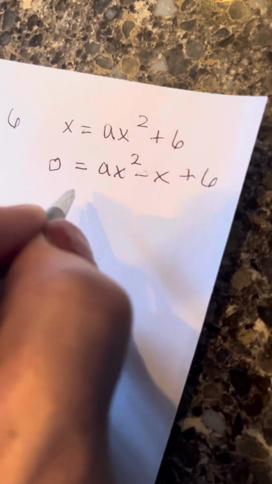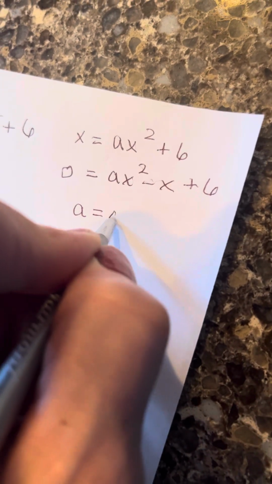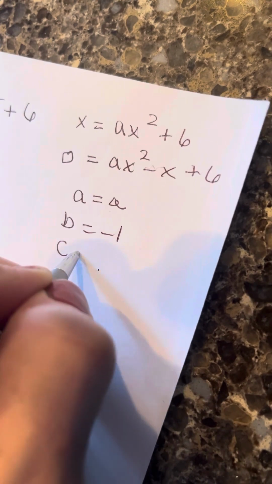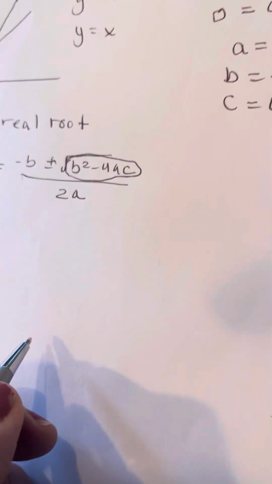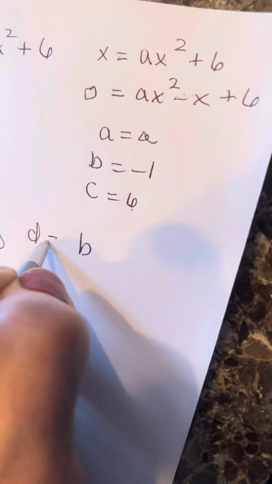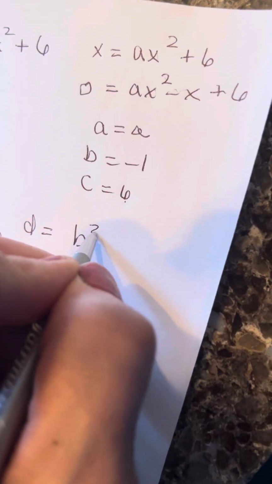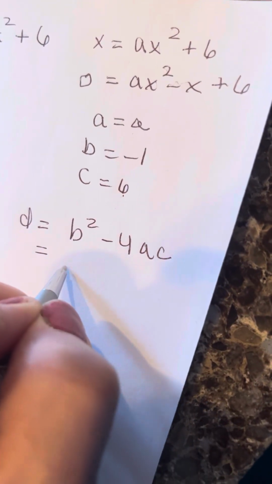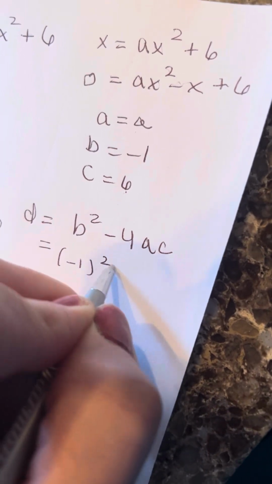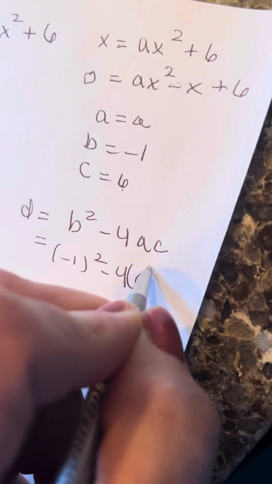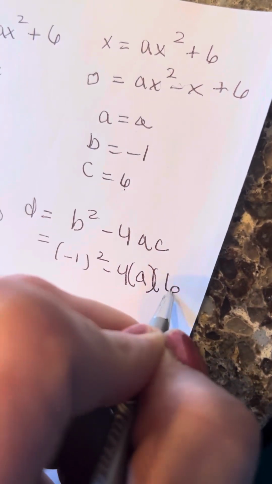And now I have my a, b, and c. My a is just a. My b is going to be negative 1. And my c is going to be 6. So then I can go back to the formula, the discriminant. That's the thing under the radical, b squared minus 4ac. For b, I can plug in negative 1 and square it. For a, I put in a, and for c, I put in 6.